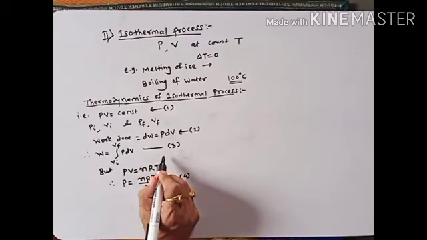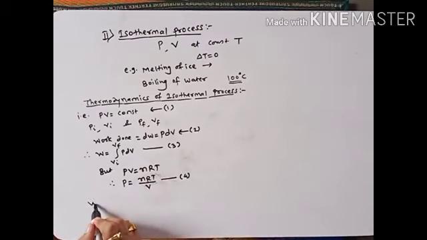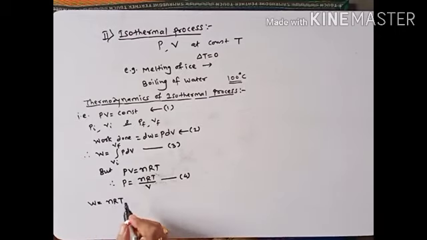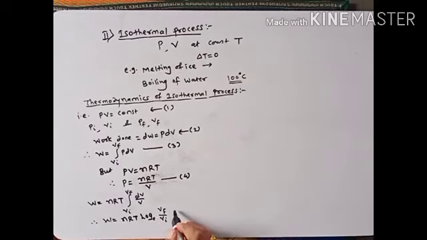Putting equation 4 in equation 3, we get W is equal to nRT, the value of P, integration from Vi to Vf of dV upon V. And therefore we write work done W is equal to nRT log to the base e of Vf upon Vi. This is equation number 5.